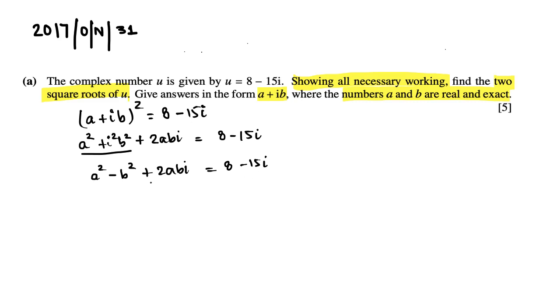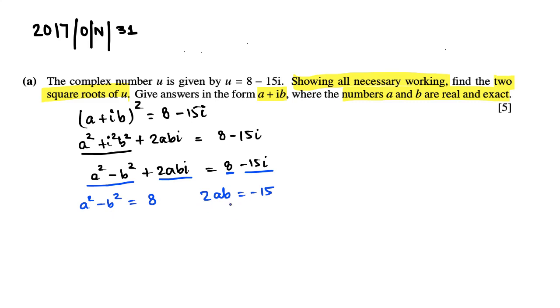Now how to solve this is we will compare the real part on the left hand side with the real part on the right hand side, and the imaginary part on the left hand side with the imaginary part on the right hand side. So we'll get two equations. One is a square minus b square equals 8, and the second equation is 2ab equals negative 15. So now we have two equations and two variables.